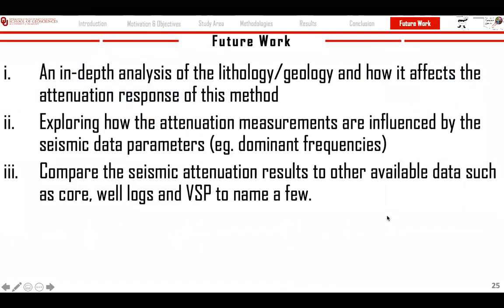Future work for this study, I think, would require an in-depth analysis of the lithology and geology and how it affects the attenuation response of the method. Exploring how the attenuation measurements are influenced by the seismic data parameters, for example, the dominant frequency of the seismic data, and also comparing the seismic attenuation results to other available data such as core, well logs, and even vertical seismic profile, to name a few.